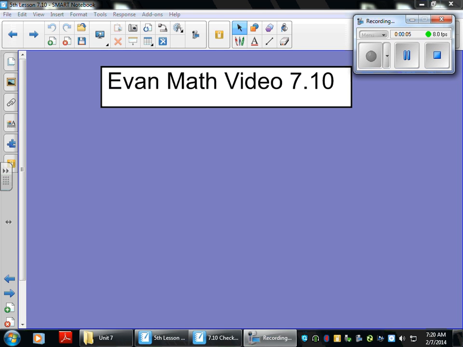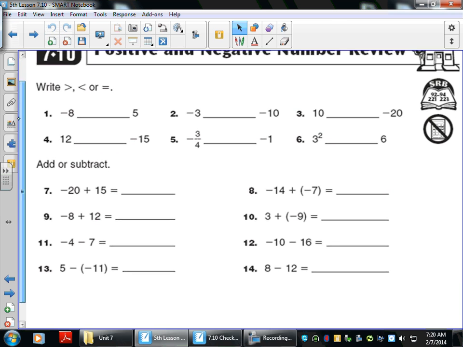Right now I want to do a little video for you talking about 7.10 and just extra work with subtracting negative numbers, or subtracting any kind of numbers really. We're going to really look at 7.10 study length though, because I know I assigned that for homework for you this weekend. Let's look at the first problem.